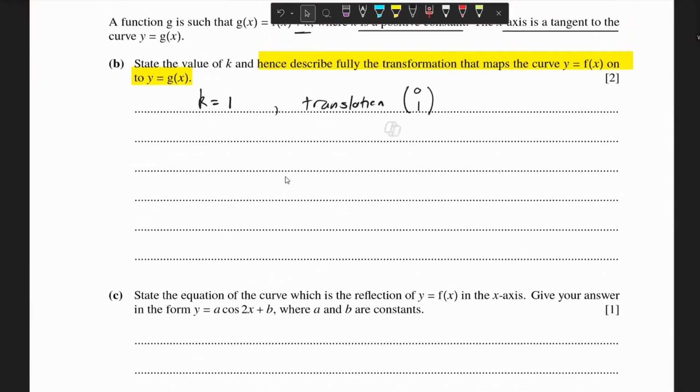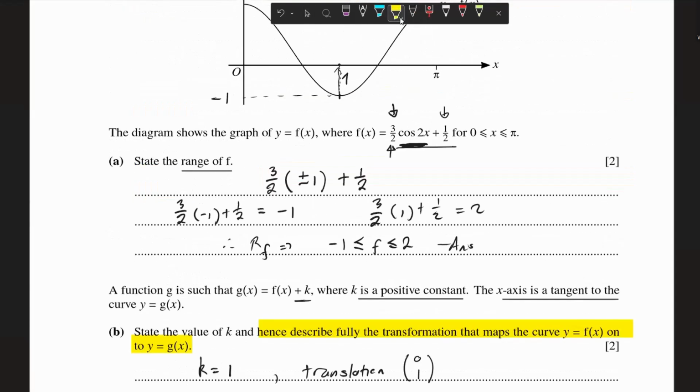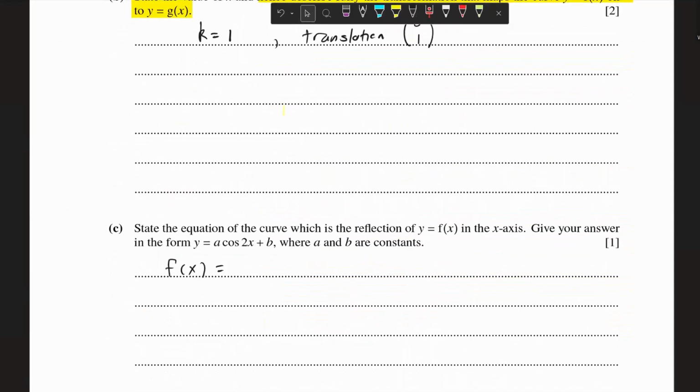Then part C says, state the equation of the curve which is a reflection of y is equal to f of x in the x-axis. Give your answer in the form y is equal to a cos 2x plus b. So basically, our f of x is the original function we got right here, which is 3 over 2 of cosine of 2x plus a half. All right, that's f of x.